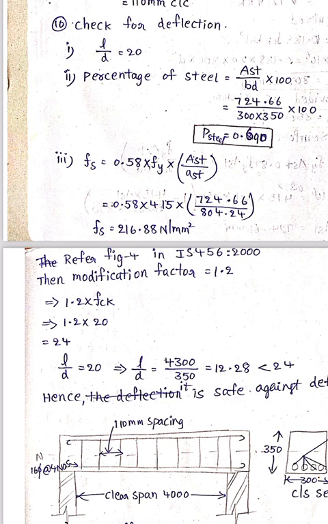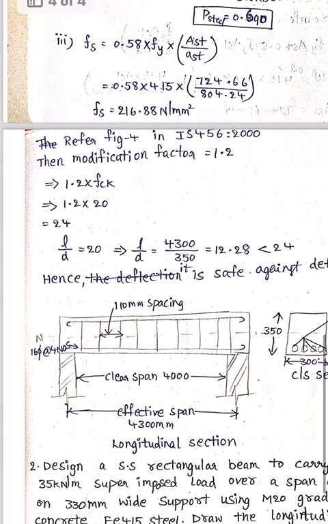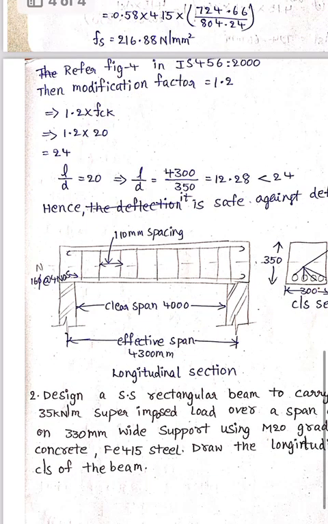According to IS 456-2000, the modification factor will be 1.2. Then the L by D ratio is 1.2 into 20, that is 24, then 4300 by 350, that is 12.5. It is less than 20. That is safe, my beam section is safe.